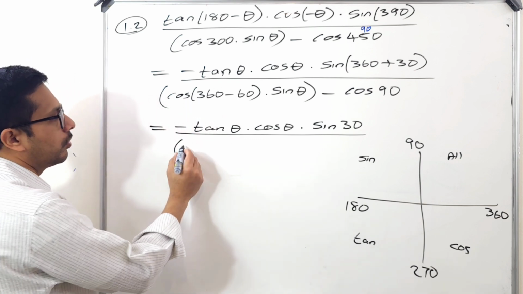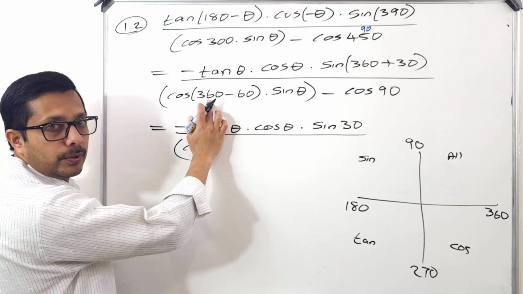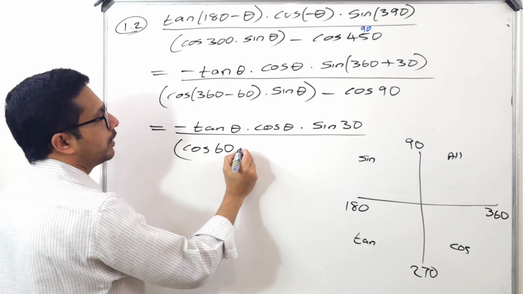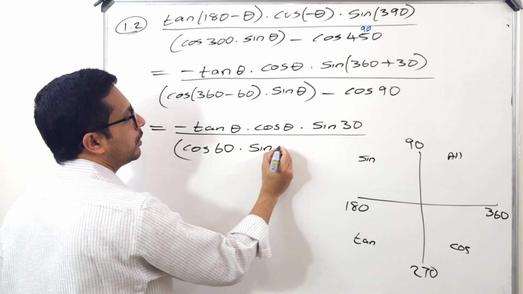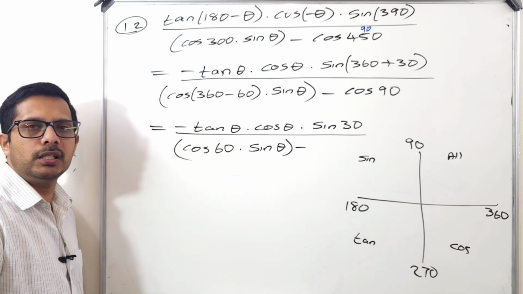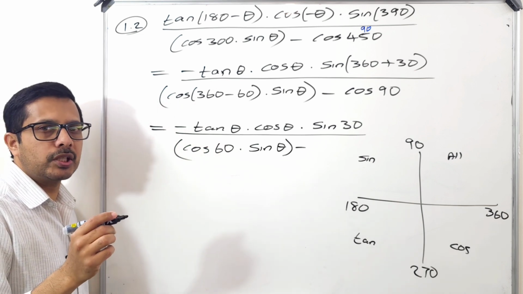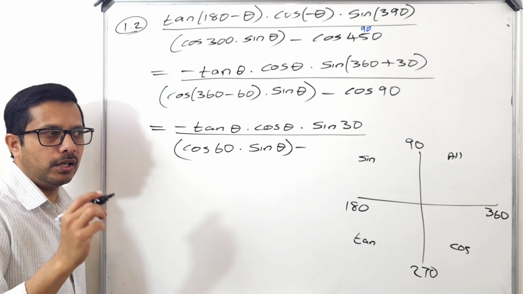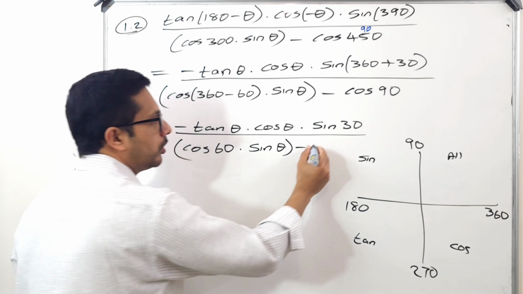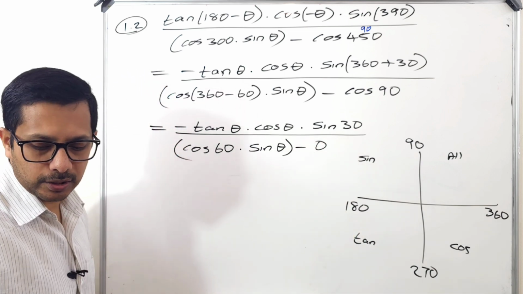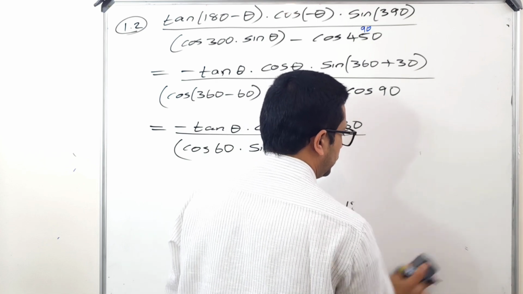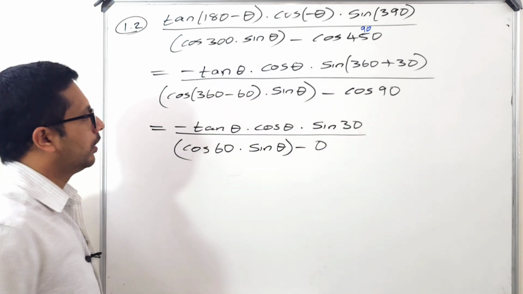Okay, then cos of, any change in the trigonometry? No, because it is based on 360. So it is cos 60 times, what is remaining? Sine theta minus cos 90. What is cos 90? Sine 90 is 1, that's a special angle you have to know by heart. So cos 90 is 0. So it is minus 0. Or you can check in your calculator, you can double check. So here we got it like this now.